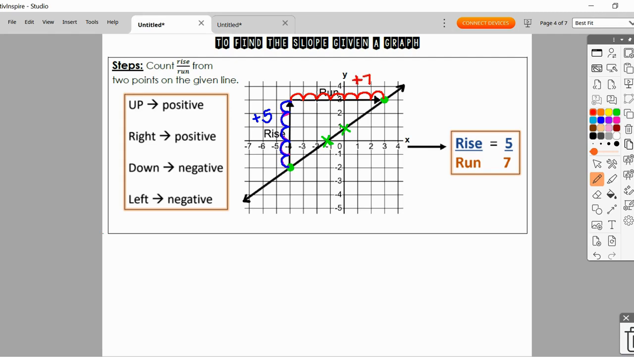Again, remember, you can move up, down, left, or right. And because we moved right with our run here, that's why it's a positive 7 located in the denominator. I cannot simplify that fraction anymore, so I leave it as 5 over 7.